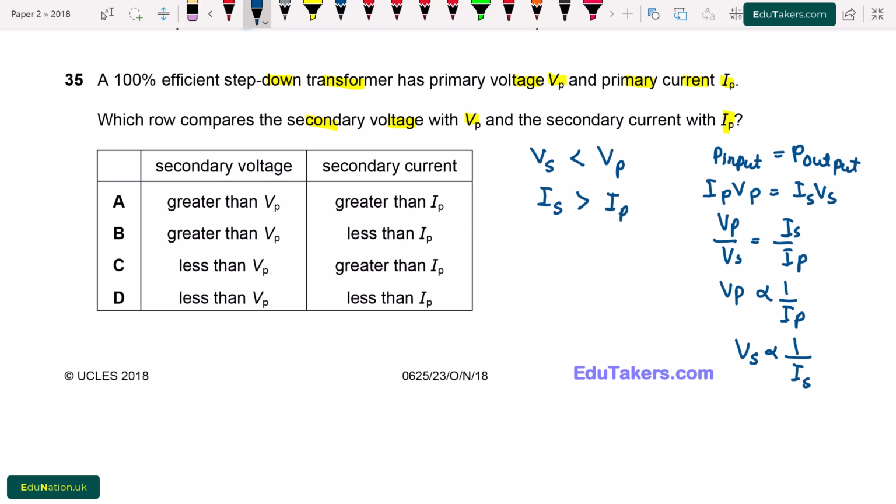Now we see the options. Option A, secondary voltage greater than primary. This is incorrect. B, again greater than primary, which is incorrect. C, less than Vp. This statement is correct, greater than Ip. So current is greater than Ip and voltage is smaller than Vp. So only option C is correct.